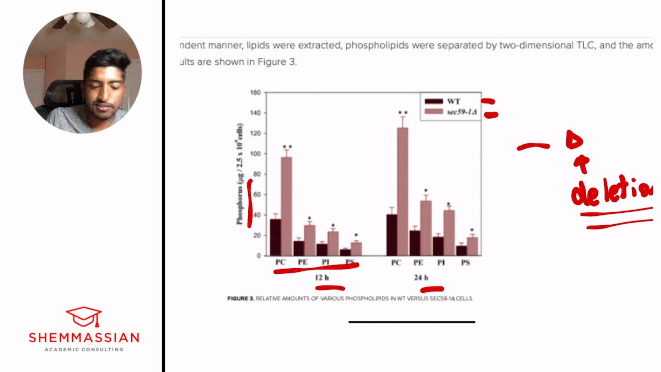We see a massive increase. In fact, we see these 2 stars indicating that it is statistically significant, right? And that's very, very important. The stars mean that something different is happening.